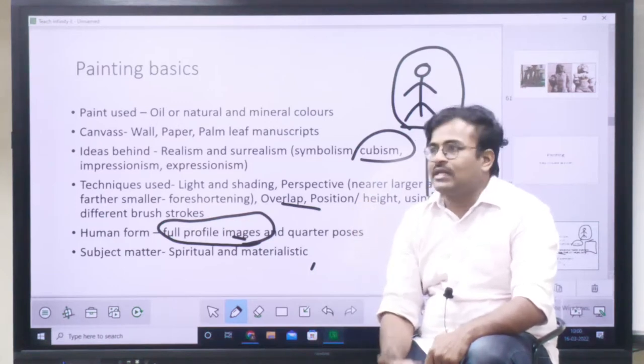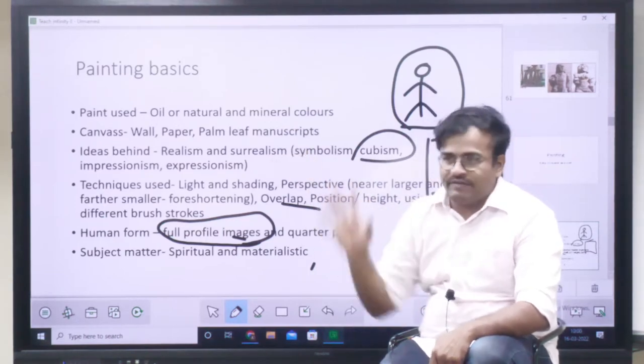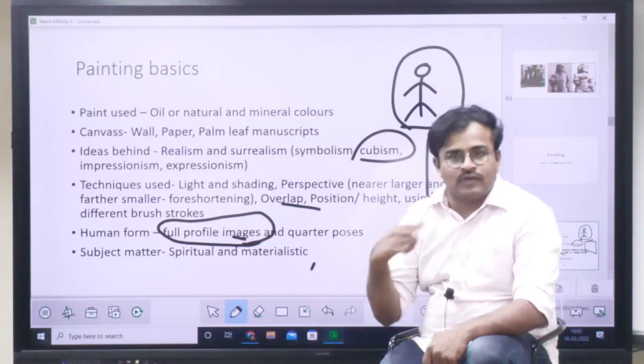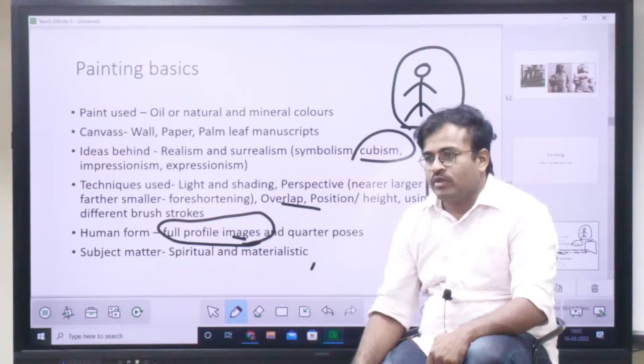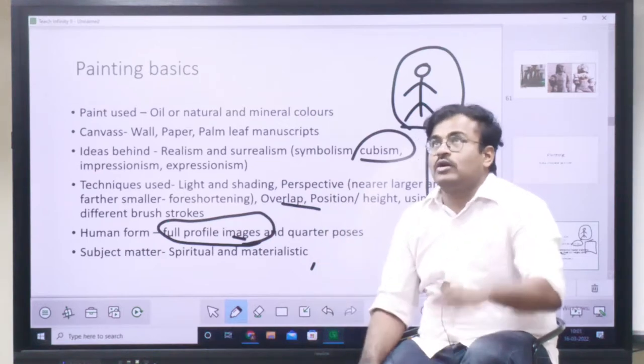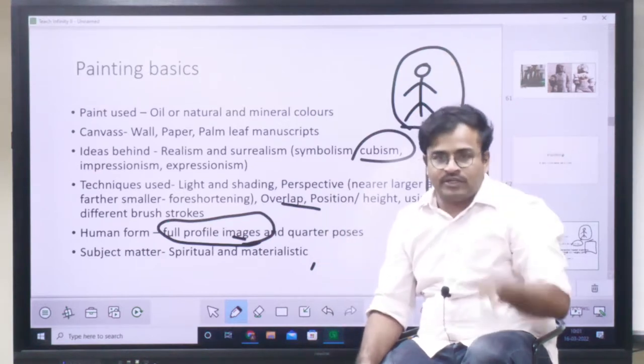The main canvas of these people was the walls of caves. Bhimbetka caves are all natural caves, and on the walls of the caves they used to draw the paintings. Along with walls, they also started drawing on the ceilings.